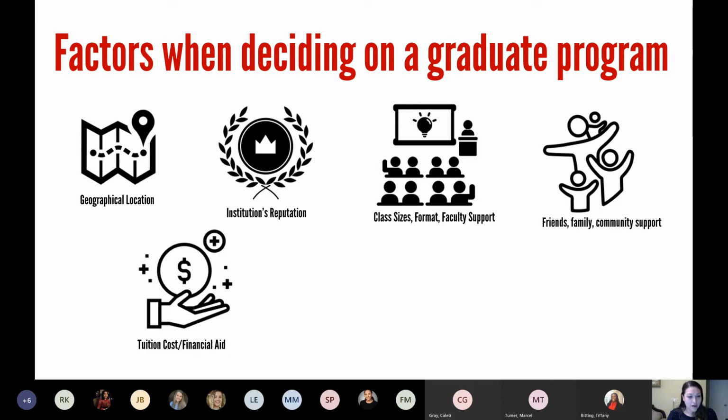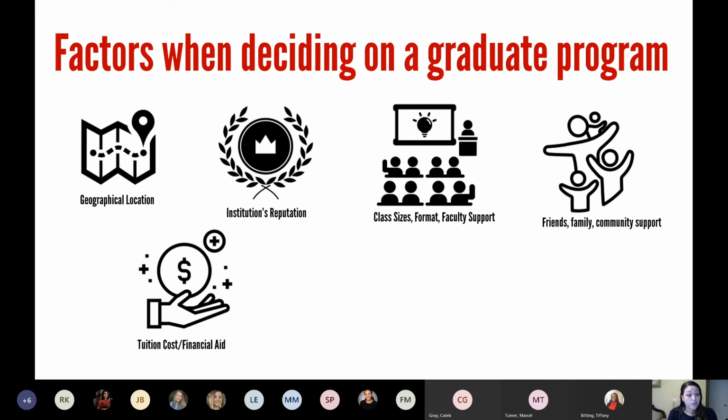Another really important factor could be tuition costs. It's possible that the cost of tuition for the specific program can vary school to school. So I implore that you all do your research on the cost, so that if this is one of your top factors, you know at least what you're going to be entering into regarding the cost.